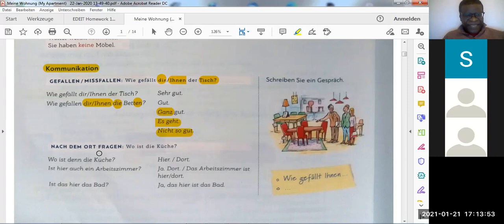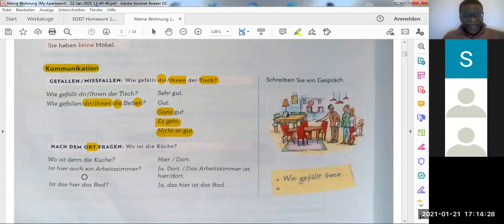So, nach dem Ort fragen, wo ist die Küche? Nach dem Ort, Ort means place, okay? Fragen, you are asking for a place, like in a big building, you enter the house, where is the kitchen? Where is the Küche? Wo ist das Bad? Wo ist der Balkon? Okay? So, wo ist die Küche? Wo ist denn die Küche? Hier, if it's nearby. Here, if it's far away, dort.